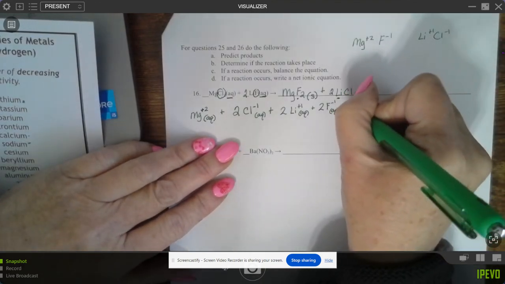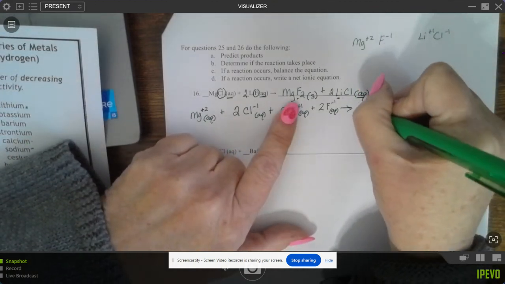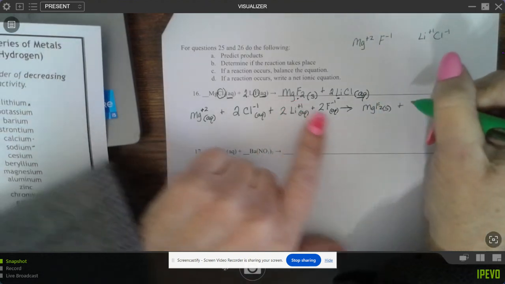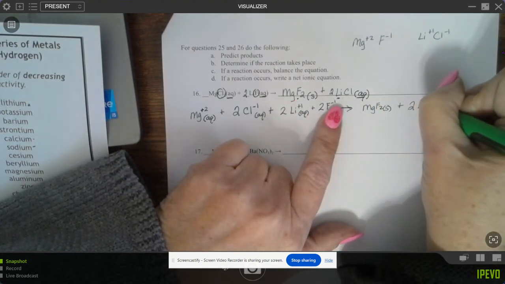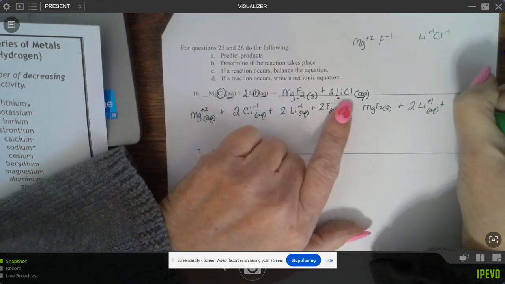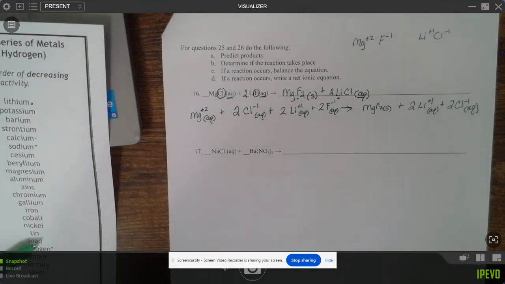So those are our reactants. Our products are MgF2, which is a solid. So MgF2 stays together, plus 2 lithium ions, plus 2 chloride ions. The whole purpose of a net ionic equation is to cross out the things that exist on both sides of the equation. These are called our spectator ions.